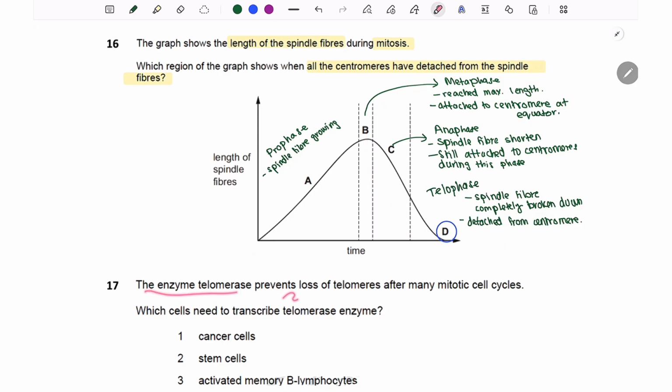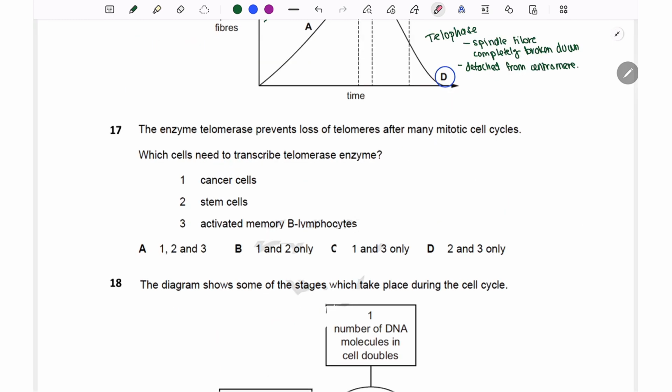17. The enzyme telomerase prevents loss of telomeres after many mitotic cell cycles. We've done a couple of questions relating to this already. Which cells need to transcribe, this is slightly different, so which cells need to transcribe telomerase enzymes? Once again, the enzyme telomerase is required by cells that divide extensively, or divide rapidly. So they're going to be dividing a lot, and then they're going to need this enzyme.